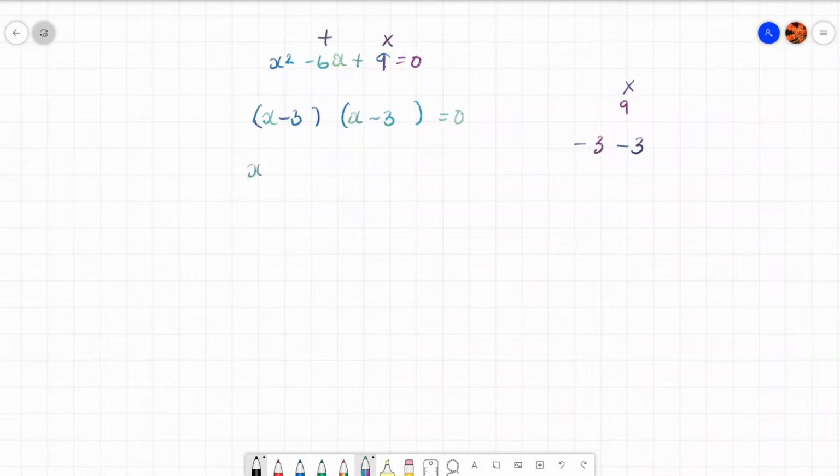Now we're going to say x - 3 equals 0 or x - 3 equals 0. Solve them. x has to be 3 because 3 take 3 is 0. Now, you'll be wondering, do you need to write both of these down? You don't, do you? Because it's the same thing. So it's just x equals 3, and that's your root. So that means your graph should cross the x-axis at number 3.